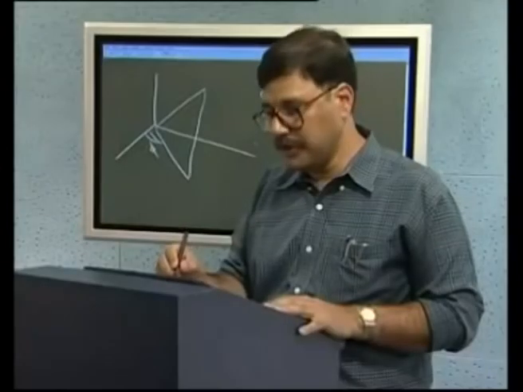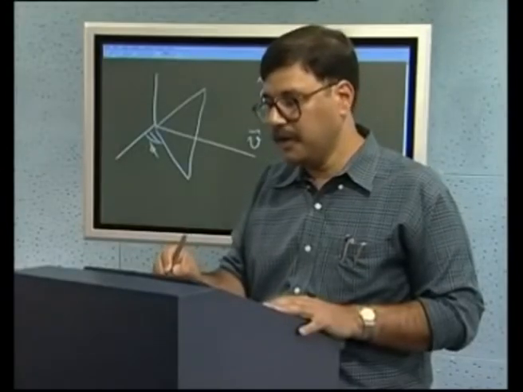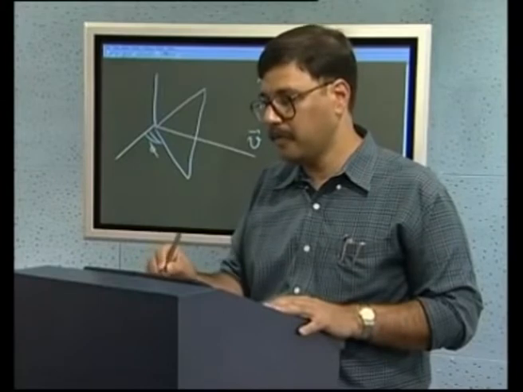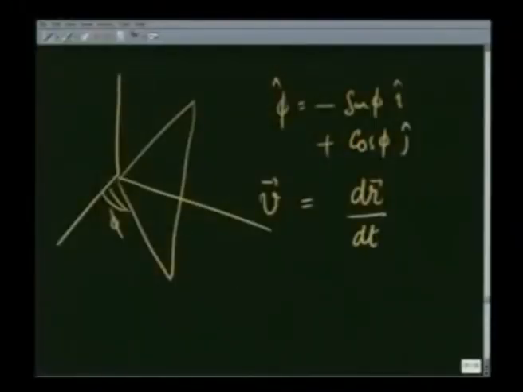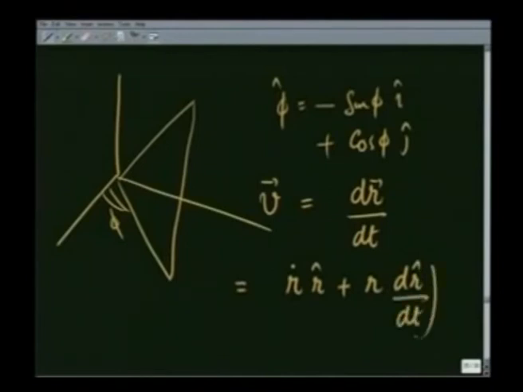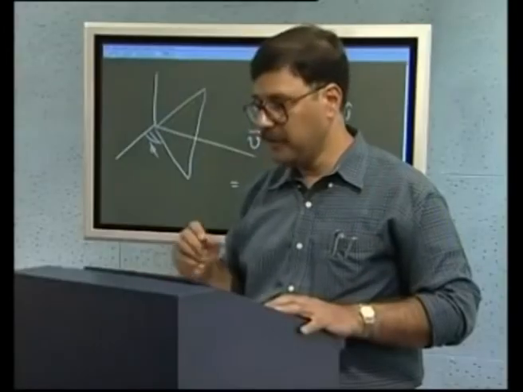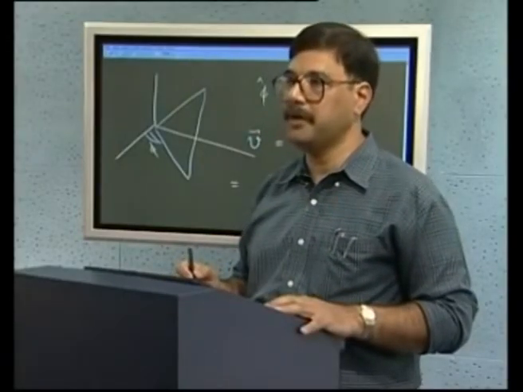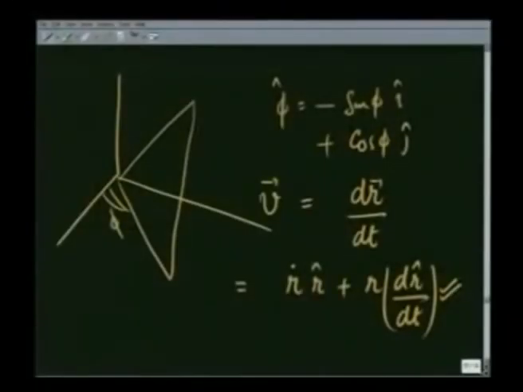Now how about the velocity? Velocity is equal to dr/dt, which is equal to r dot r-hat plus r d(r-hat)/dt. The expression for d(r-hat)/dt, the rate of change of the unit vector, in this case is going to be slightly more complicated because now it has all three components, but we can geometrically see how this is going to be. Here is vector r.